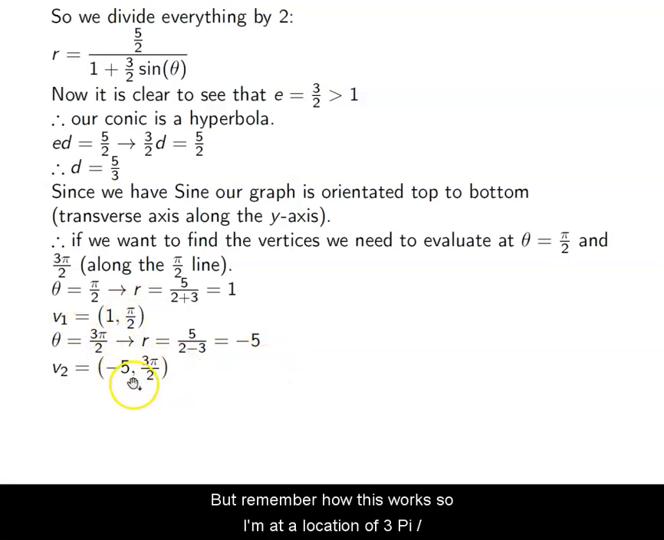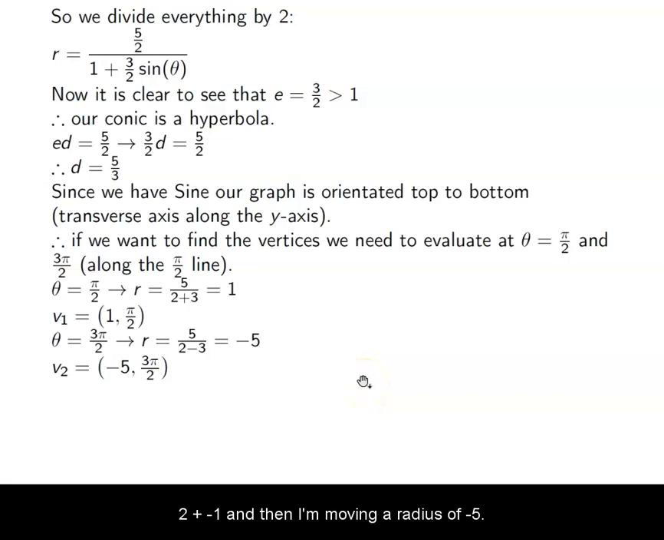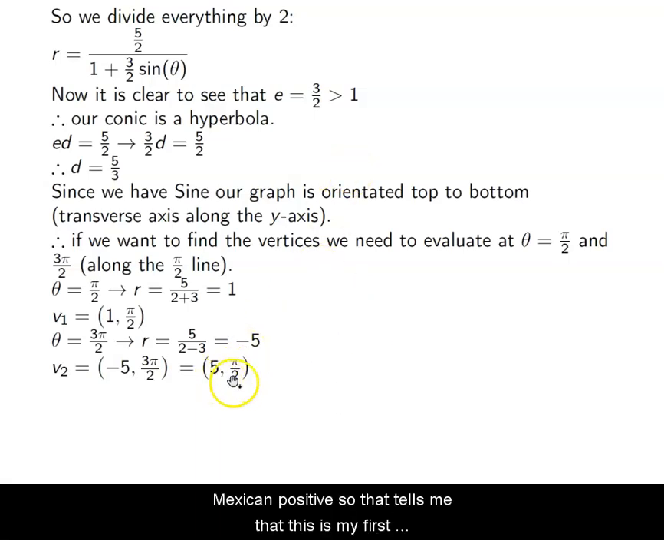But remember how this works, okay? So I'm at a location of 3 pi over 2, which is negative 1, and then I move in a radius of negative 5, right? So that gives me a value of 5 pi over 2 in polar coordinates, right? So remember, I'm down here for my angle, and then I go negative 5 from there. So I'm actually going positive 5.